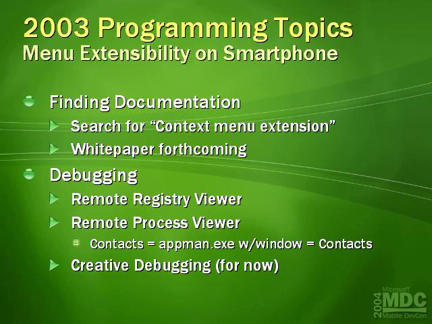Now, menu extensibility was added to smartphone originally in the 2003 release of the platform. It's a little bit difficult to find in the SDK help file. If you simply search for context menu extension, the right topics will come up and you can dig in. I'm also going to be working on a white paper that we'll be posting up on the MSDN library. And as I said before, I'll have a link in an appendix slide at the end of my presentation pointing to the MSDN library. And that should be available later on this spring.